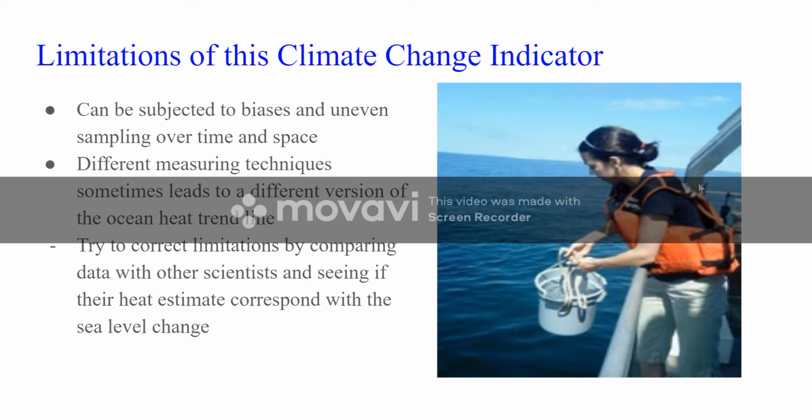Limitations of this climate change indicator. So it can be subjected to biases and uneven sampling over time and space. Different measuring techniques sometimes lead to a different version of the ocean heat trendline. And then to try to correct these limitations, scientists compare with other scientist groups or research groups, seeing if their heat estimates correspond with the sea level change.